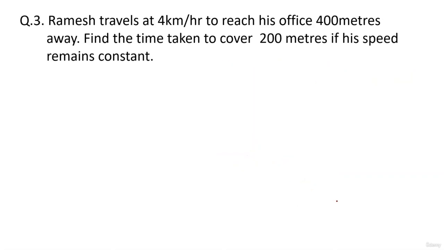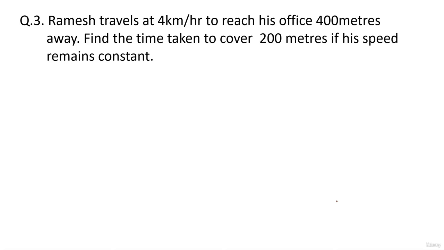Ramesh travels at 4 kilometers per hour to reach his office 400 meters away. Find the time taken to cover 200 if his speed remains constant. Okay, I want you to pause the video for exactly 10 seconds and get the answer in 10 seconds. If not, koi baat nahi. I will tell you a solution in which you can get the answer within 10 seconds.